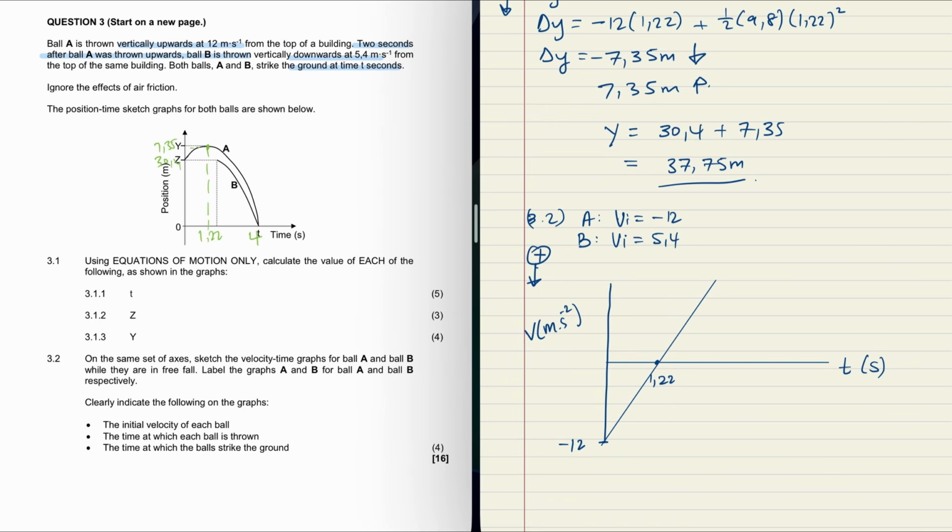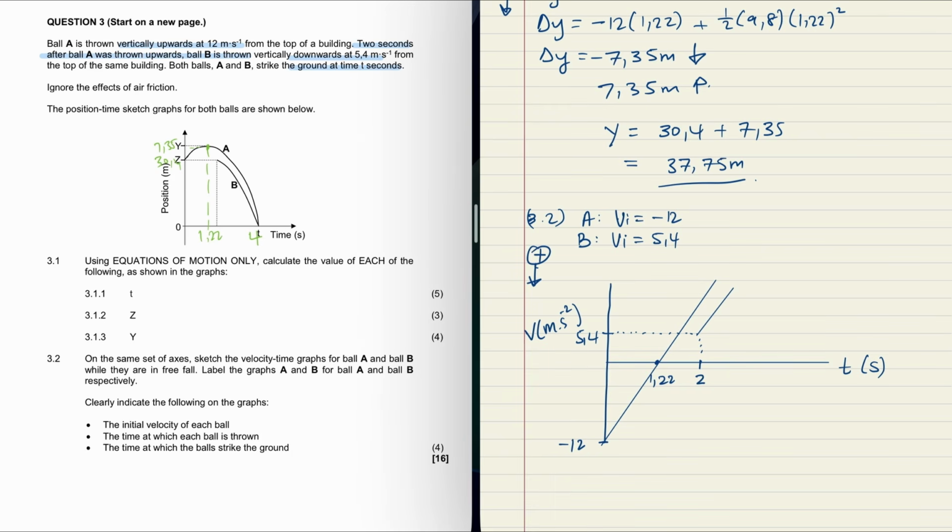Just join that. Okay? Now, for ball B, I know that it was thrown 2 seconds after ball A. So let's say that 2 seconds is there, and it was thrown with a velocity of 5.4. So I'm going to assume roughly that 5.4 is there. So where these two intersect, somewhere there, I'm going to draw the motion for ball B. And remember, the lines should be parallel because the gradient gives me the acceleration, which we know to be 9.8.